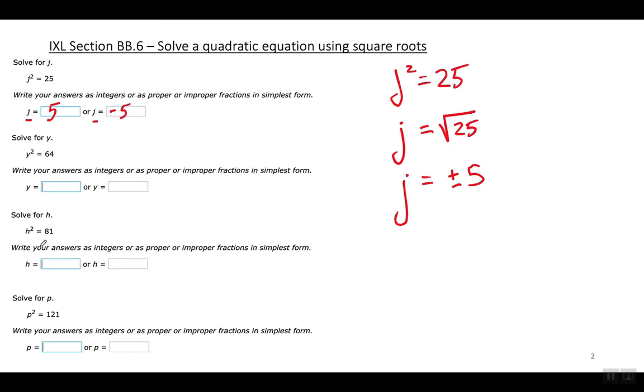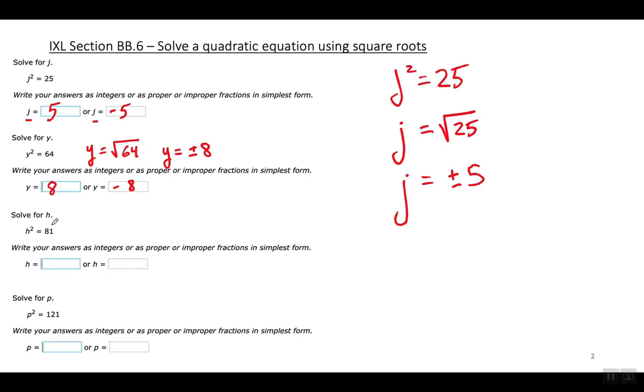It's that simple. Right here, y squared equals 64. That means y equals the square root of 64, which means y equals positive and negative 8. Everybody should know their times tables by now. 8 times 8 is 64. So y equals 8 and y equals negative 8. It doesn't matter which one you put in which box. It'll still be correct.